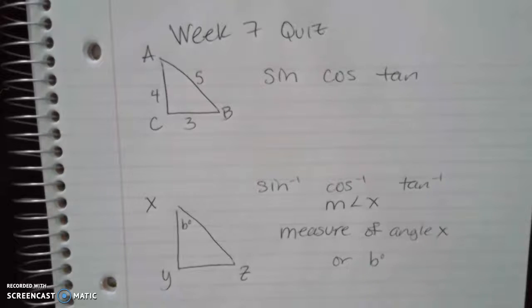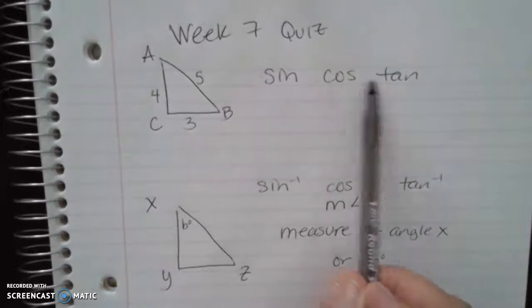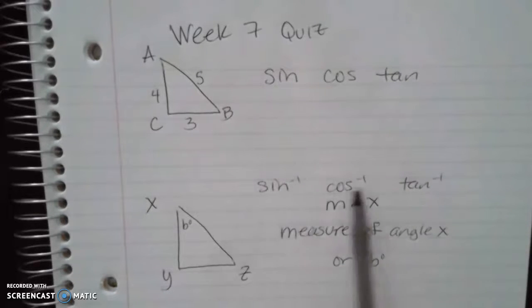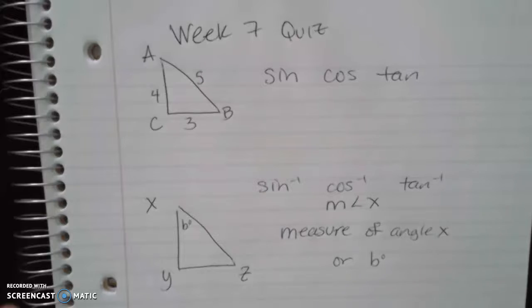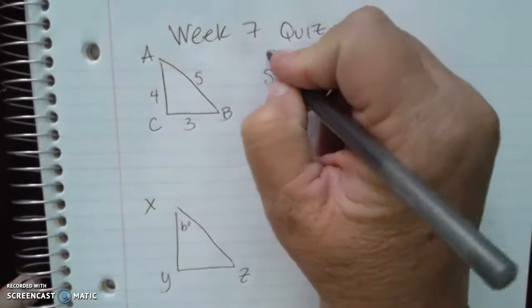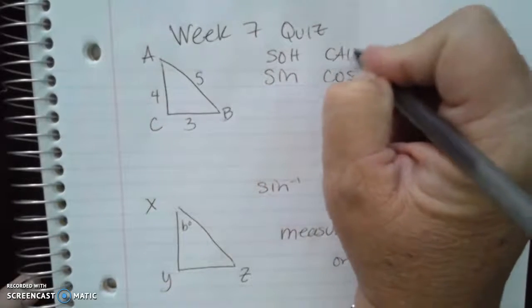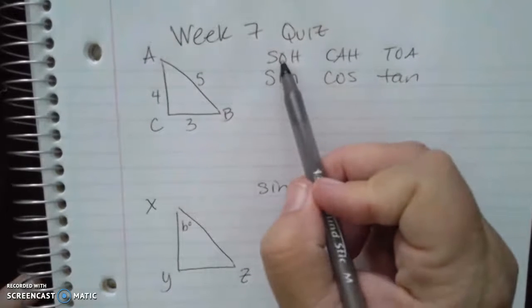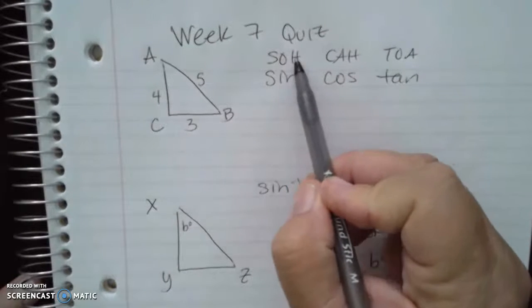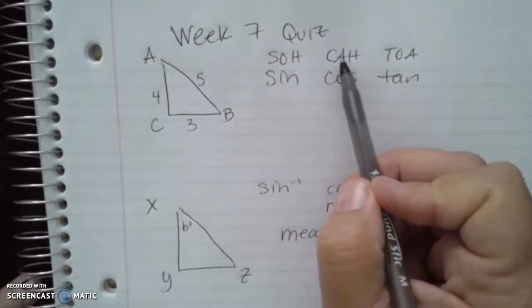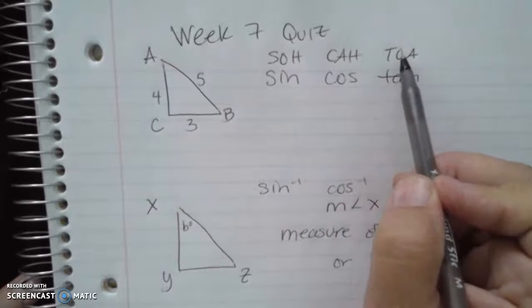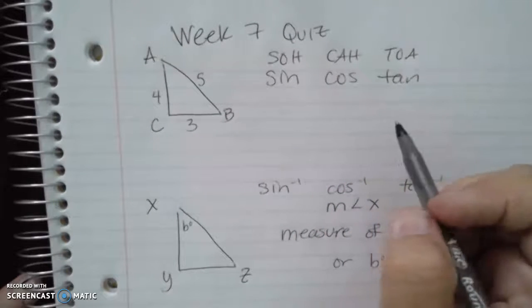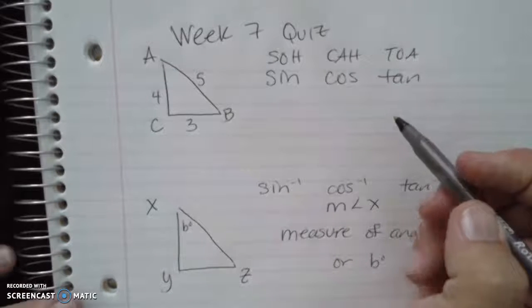The quiz is mostly talking about sine, cosine, tangent, and inverse sine, inverse cosine, and inverse tangent. You really have to be able to understand when you use those. So I always say, write the little princess's name, SOHCAHTOA, right? And then you know that sine is opposite over hypotenuse. Cosine is adjacent over hypotenuse. Tangent is opposite over adjacent. And everything's based on your reference angle.